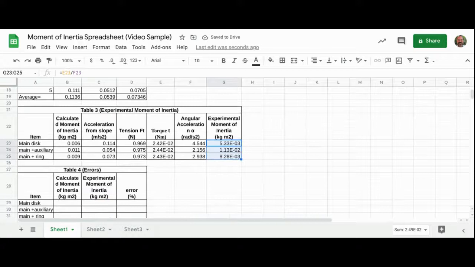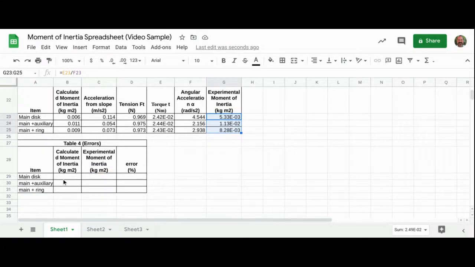And so what we're going to do is compare these values using percent error. So the value down here will be the same as the values above for the calculated. I don't need to make the adjustment for the main disk and auxiliary disk. Again, it's already been done. I then can put the experimental value in this location, same way. So I grab hold of it and I pull down, and then I do percent error.